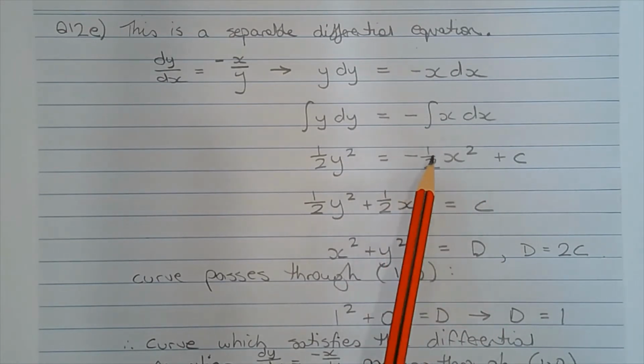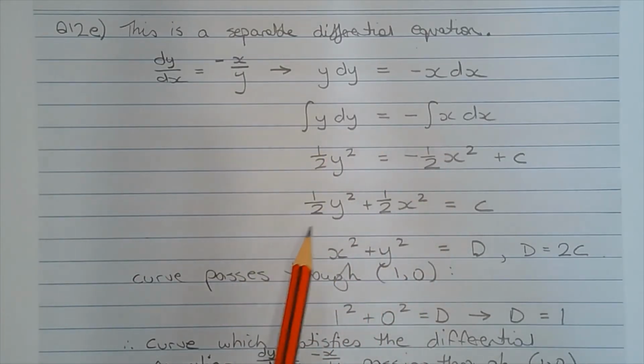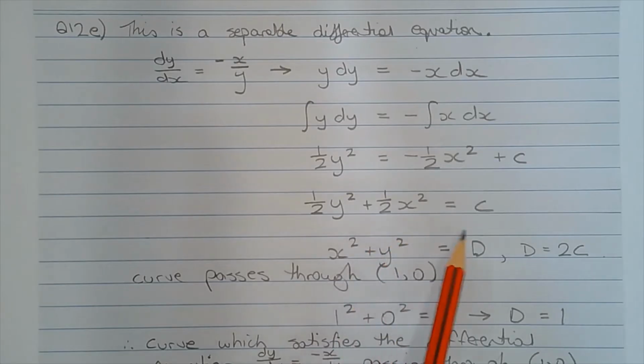Moving the negative half of x squared over to the other side by adding half of x squared to both sides, we get half of y squared plus half of x squared is equal to the constant c. Multiplying both sides by 2 to eliminate the fraction, we get x squared plus y squared is equal to the constant d, where d is equal to 2c.